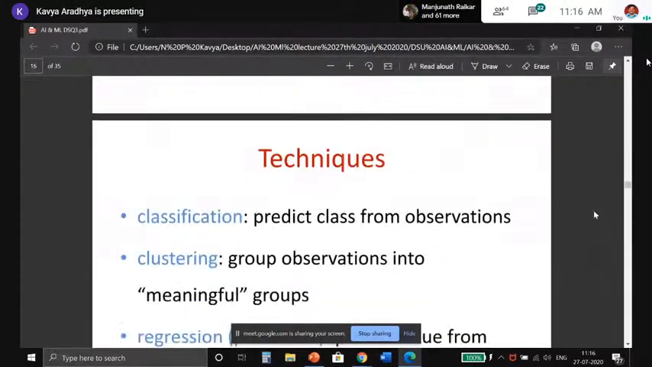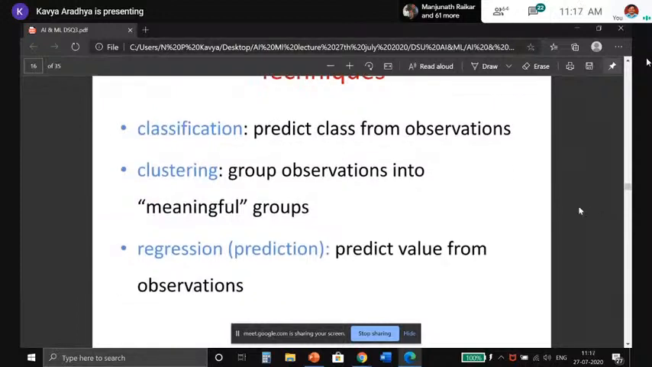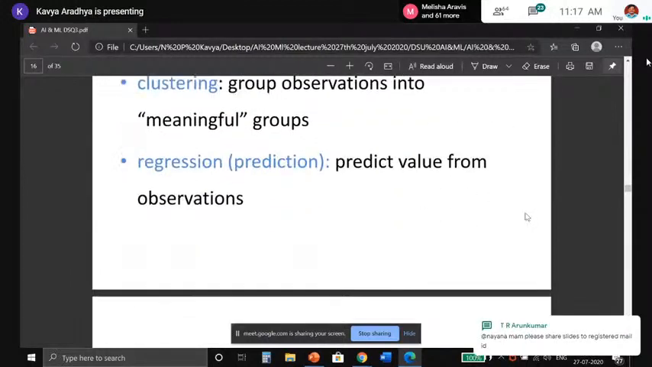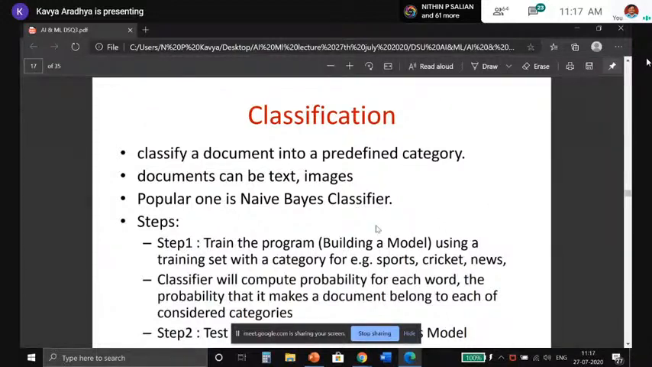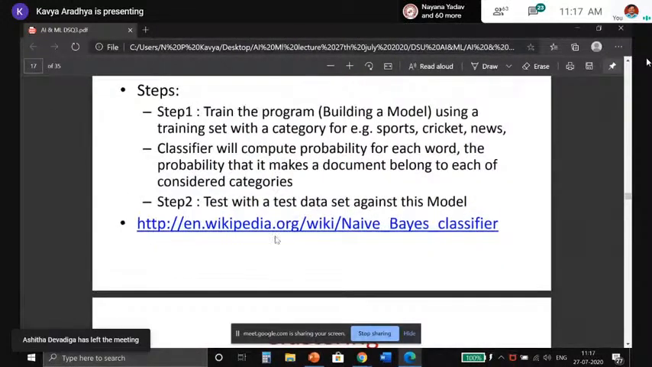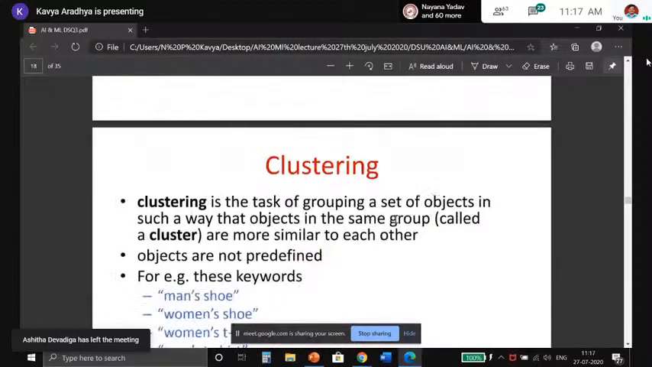Machine learning techniques, as I told you: classification from observations, clustering into meaningful groups, and the third one is regression for predicting observations. I won't talk much about classification, prediction and all; we are running out of time. I have a beautiful slide here and a video to show. So look at this. In classification, we have the naive-Bayes classifier. If you want more on naive-Bayes, you can study it.